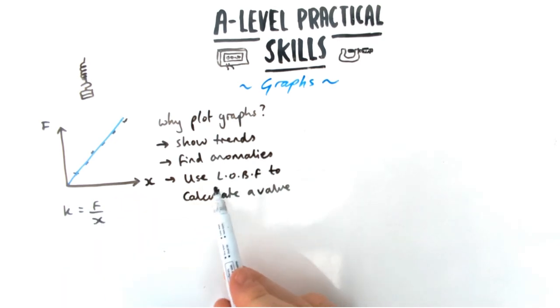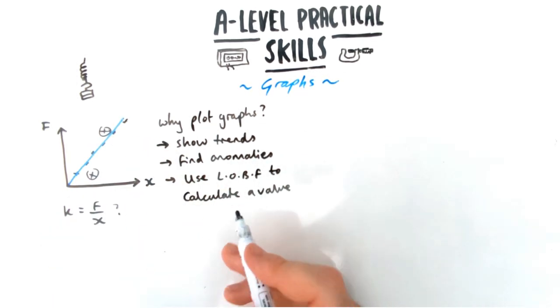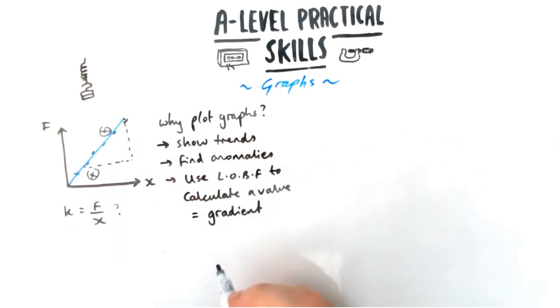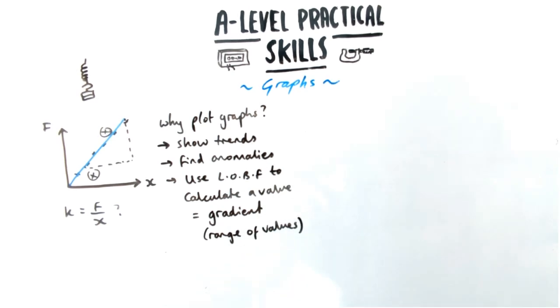I've got stretching a spring, we've got a force-extension graph, and we can eliminate the anomalies when drawing our line of best fit and use our gradient to work out our spring constant, force over extension. A line of best fit is effectively like a range of values. Rather than just taking one value, it allows us to find an average.